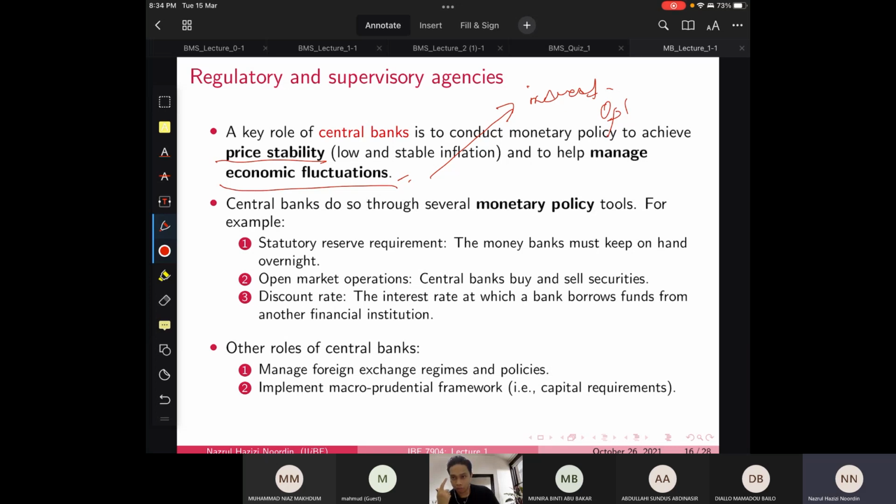And to achieve economic growth, to keep the unemployment rate as low as possible, and also to achieve low inflation. So they have this kind of monetary policy that they can use. Maybe you can read this further because I'm catching up with the time. So these are basically the monetary policy instruments.